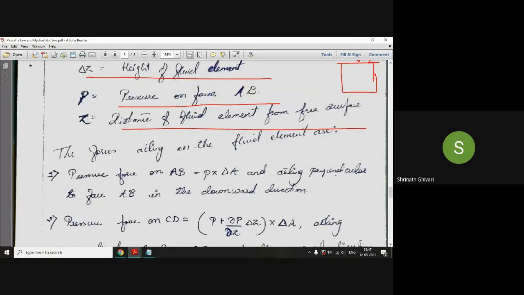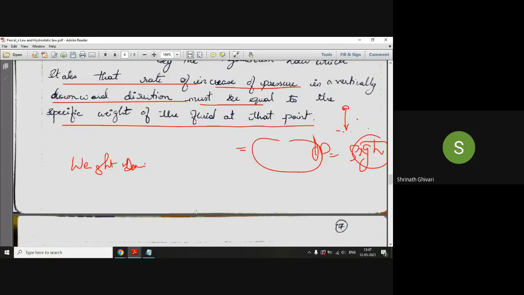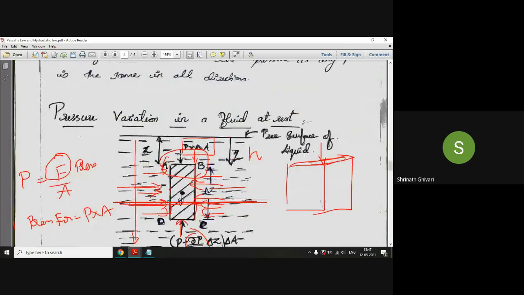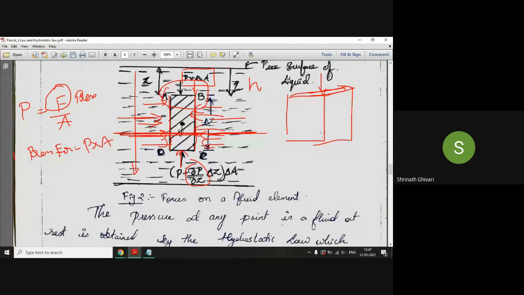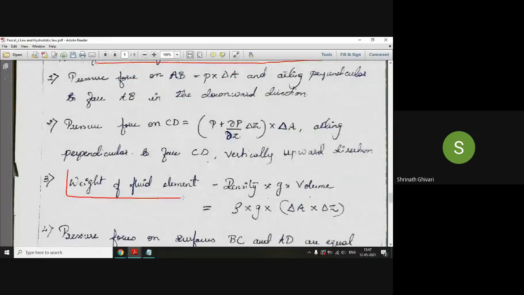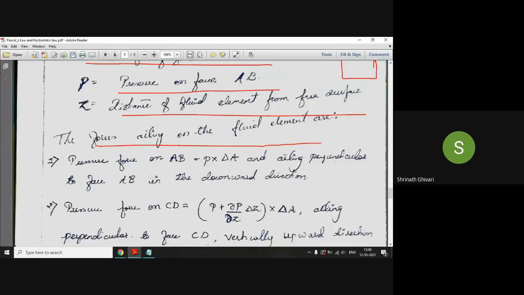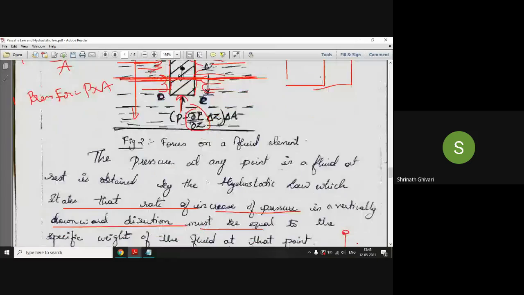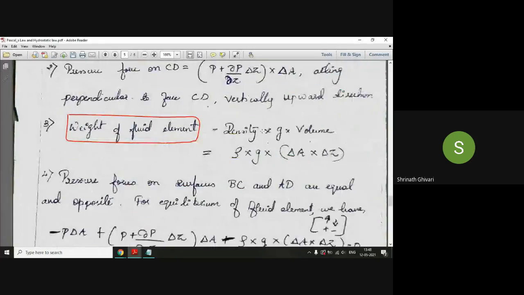What are the forces acting on the fluid element? There are two pressure forces acting. One is P into delta A, which is acting on face AB, and the other is P plus dou P by dou Z, delta Z, into delta A, which is acting on CD. And one more force is the weight of the fluid element, which acts on the fluid. That is given by density into G into volume.